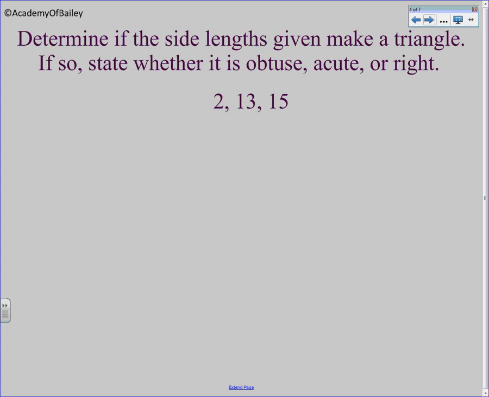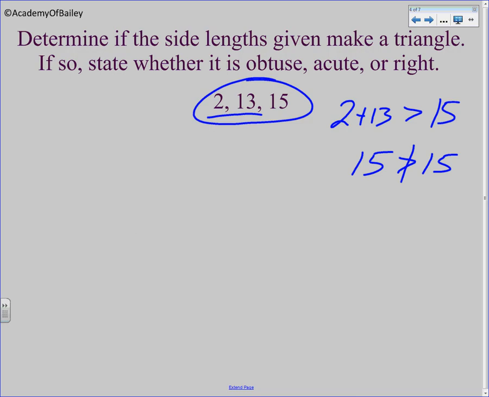Okay, looking here, determine if the side lengths given make a triangle. So first off, take the two smaller ones, 2 plus 13, and it's supposed to be greater than 15. And is that the case? It is not greater than 15. So those three side lengths do not make a triangle. So you can't determine whether it's obtuse, acute, or right because they don't make a triangle.